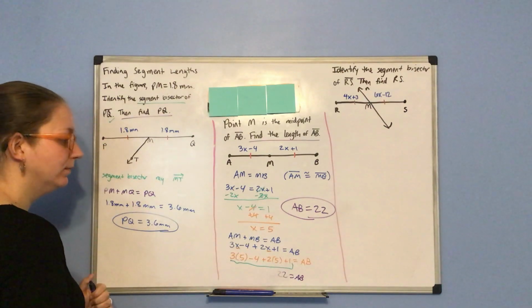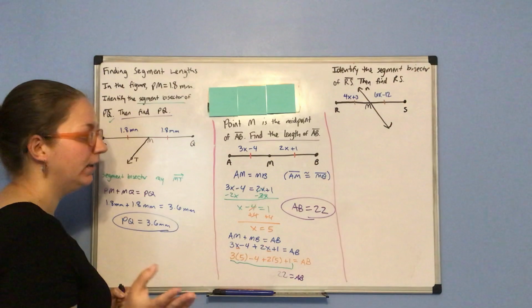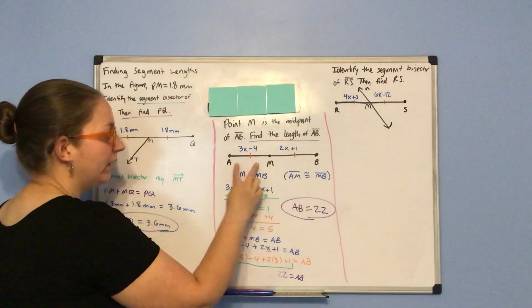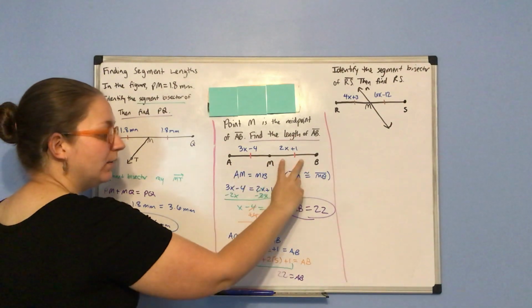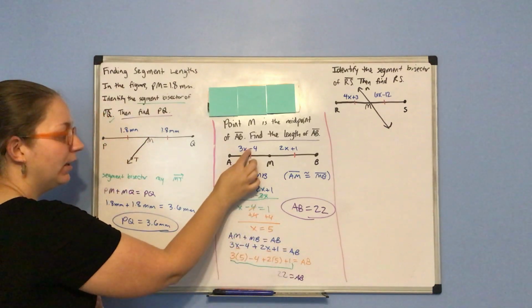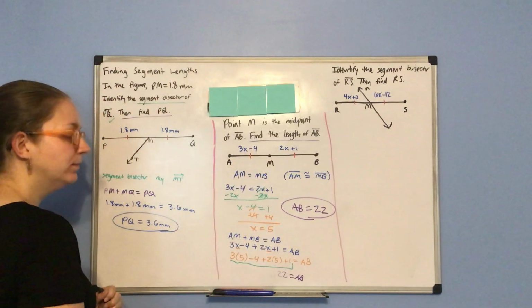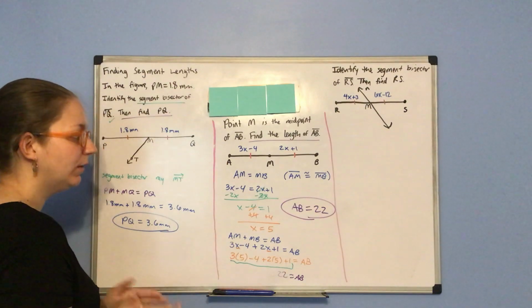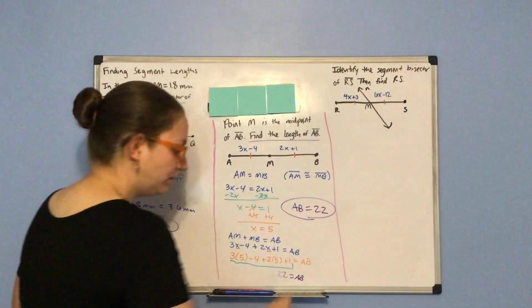Up to you. Another thing before I go on here is they could have asked for just the length of AM or just the length of MB. You would do a similar process, except you would just plug in 5 for x. You wouldn't have to worry about this adding here. So just pay attention if they want the whole thing or part of it.